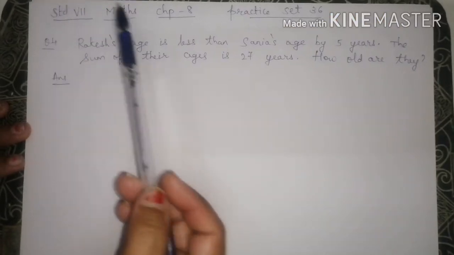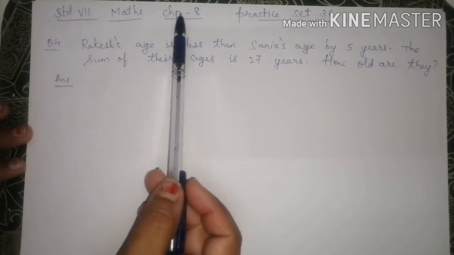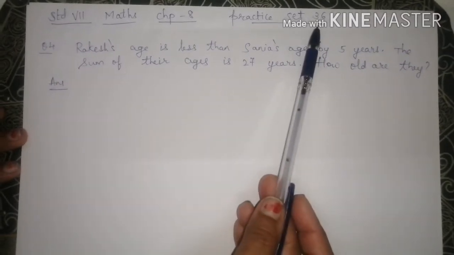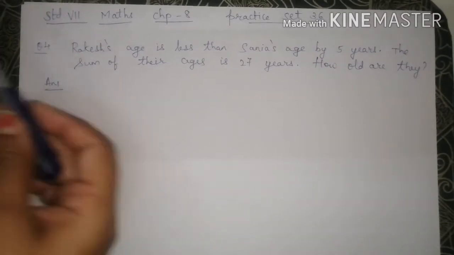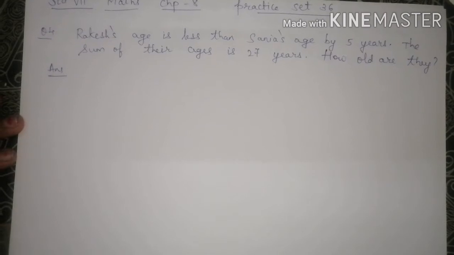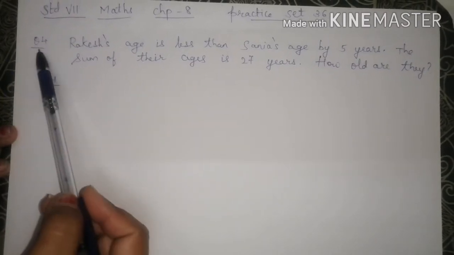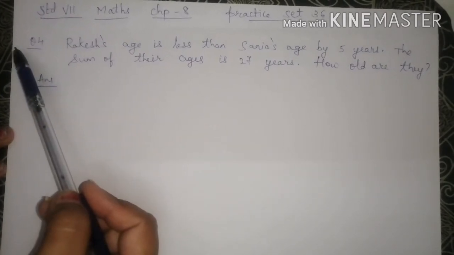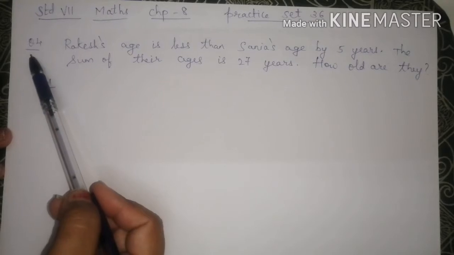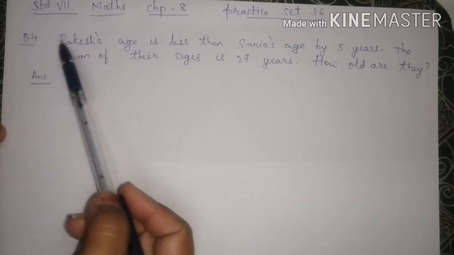Welcome students. Today we are going to start with our chapter number 8 practice set 36. We already started with practice set 36. We have finished question number 1, 2 and 3. Today we are going to see all the word problems, 4 word problems, question number 4, 5, 6 and 7. So let us start with question number 4.